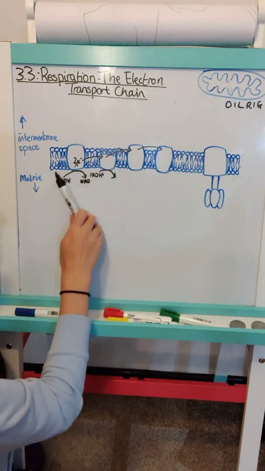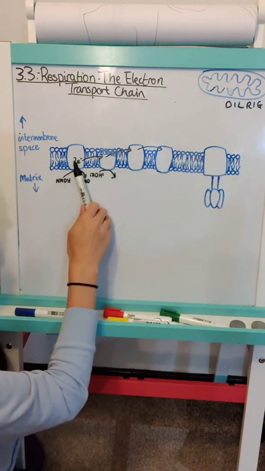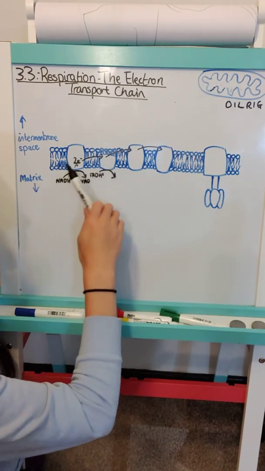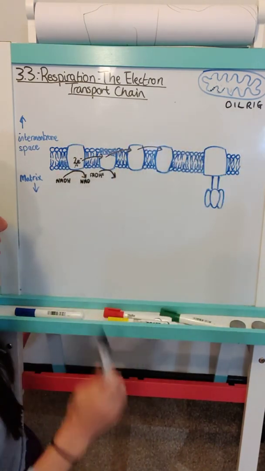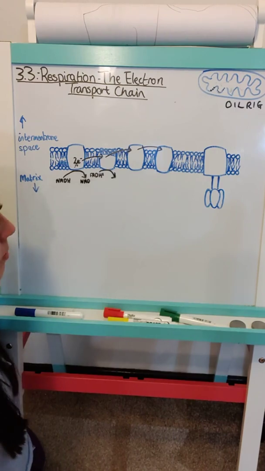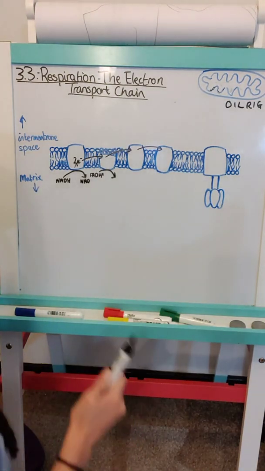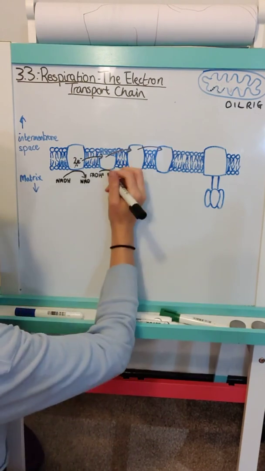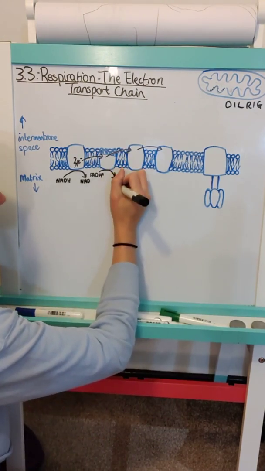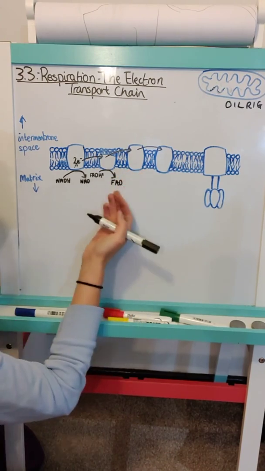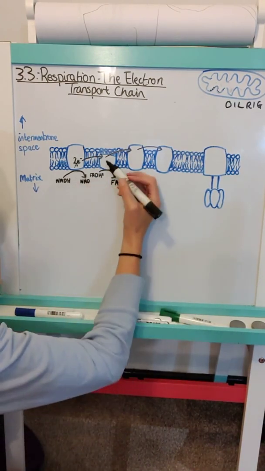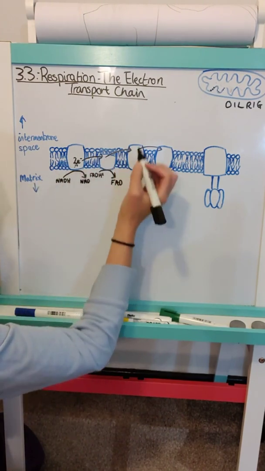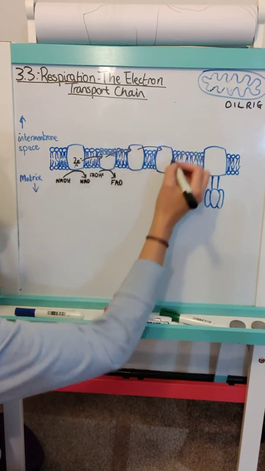The reduced NAD does always drop off at complex 1, and the reduced FAD always drops off at complex 2, but then they move along the chain, down along the complexes. So reduced FAD, FADH2, becomes FAD. So FAD has now been oxidized because it's lost its electrons, and complex 2 has now been reduced. Again, now these electrons will move along.